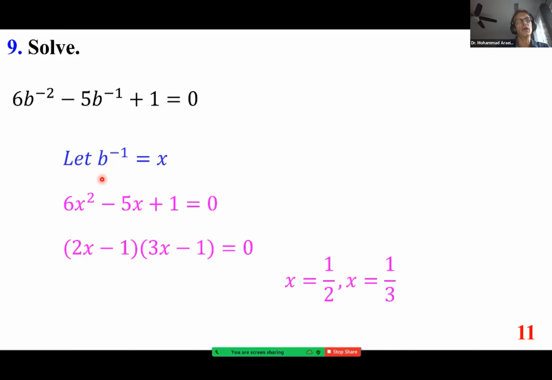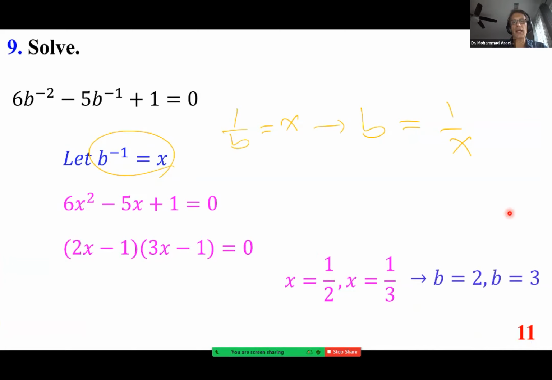Now, the meaning of b to the power of -1 is the reciprocal. In other words, this means 1 over b equals x. Or b equals 1 over x. So the reciprocal of each number is the answer. 1/2 becomes 2, 1/3 becomes 3.